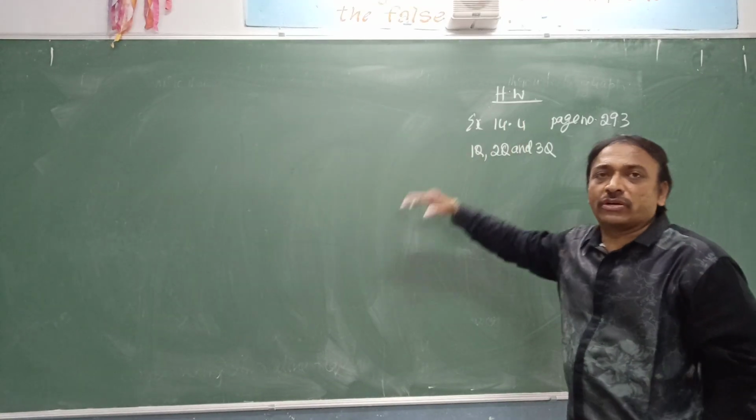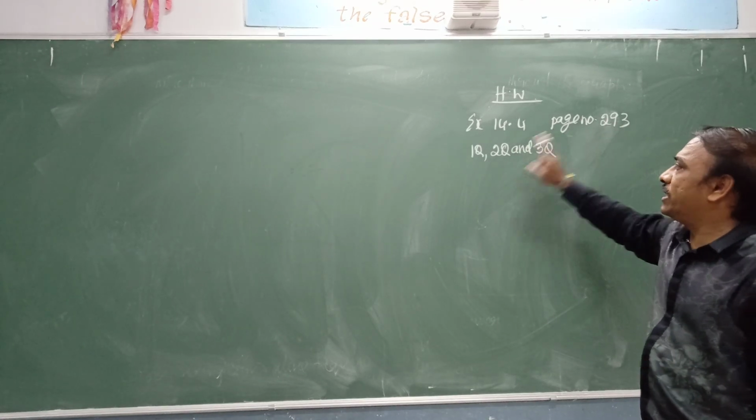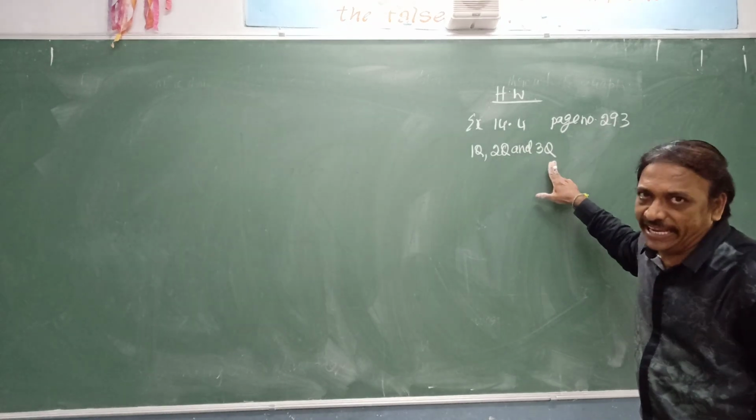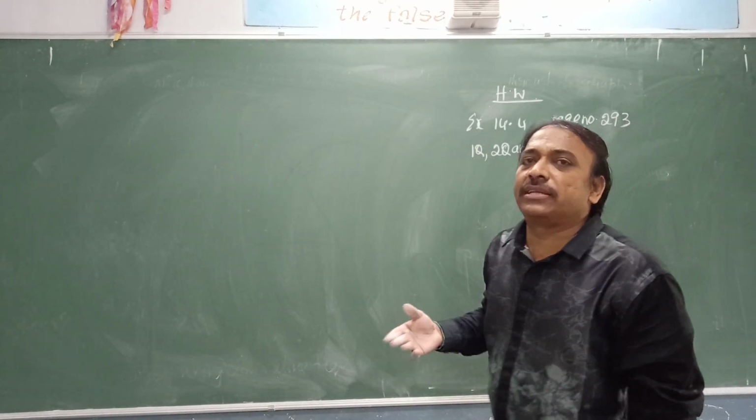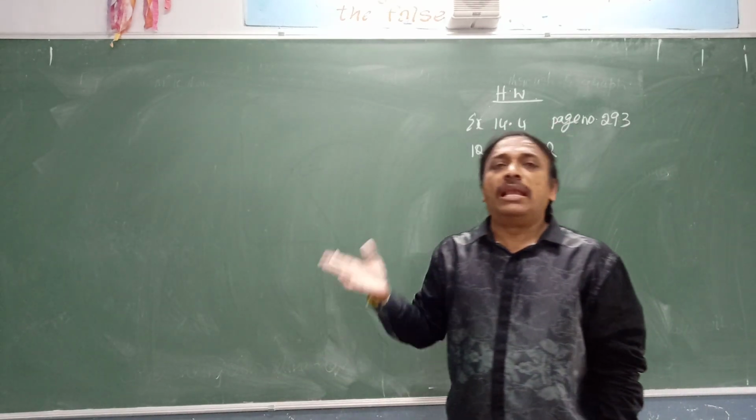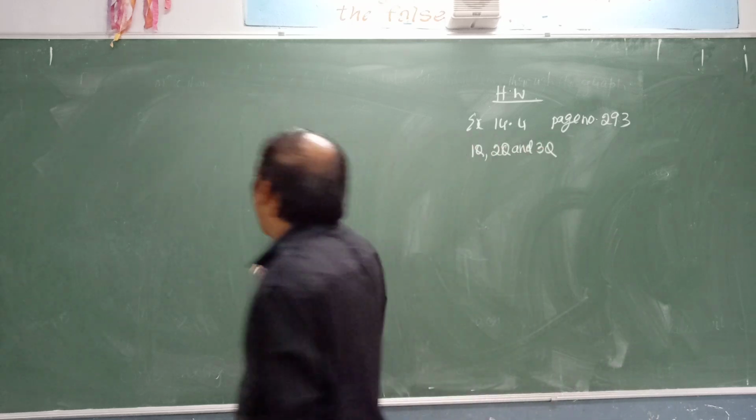Here we have some homework questions. Exercise 14.4, page number 293, questions 1, 2 and 3. You have to draw the less than and more than ogive curves. Sometimes in the question, they may ask you for less than and more than in the same graph and obtaining the median. So how to obtain it?